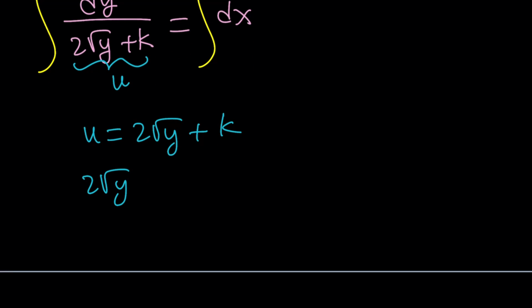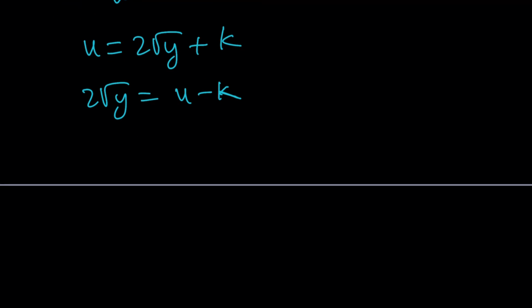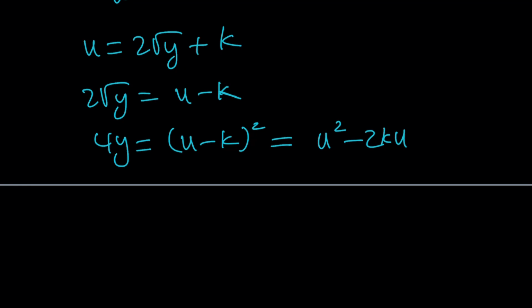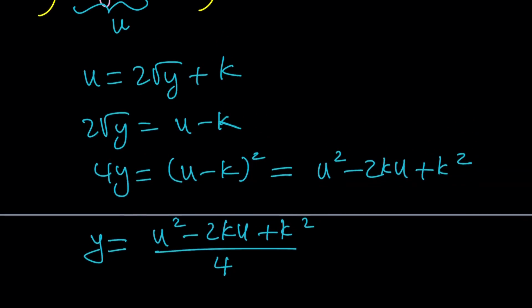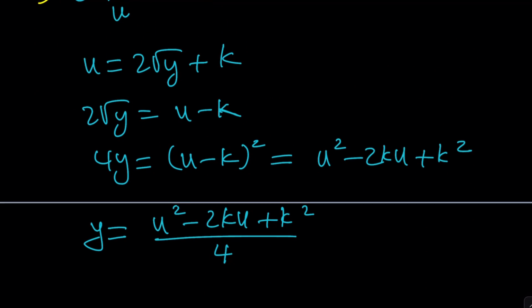2 root y is u minus k. Don't forget k is a constant, right? And now we're going to square both sides. 4y is equal to u minus k squared, or u squared minus 2ku plus k squared. And then we can divide both sides by 4 or just multiply by 1/4. And either way is fine because the constant is not going to matter when you differentiate. That's why. And I do need to get to dy from here, right?